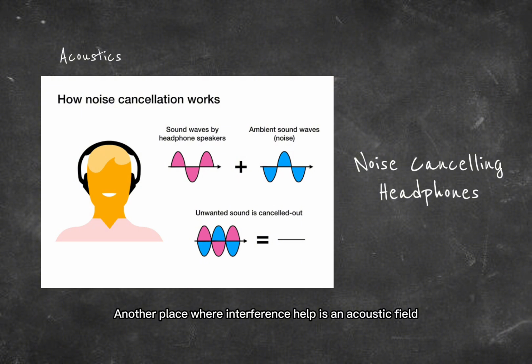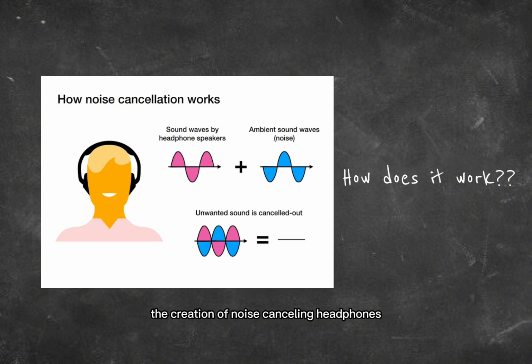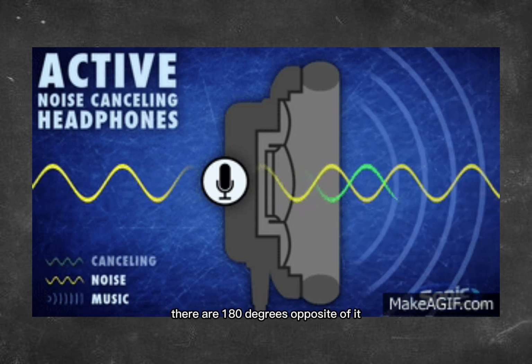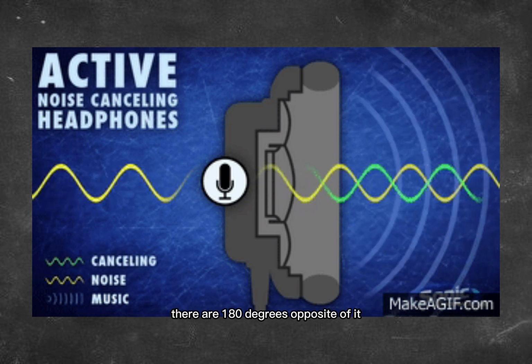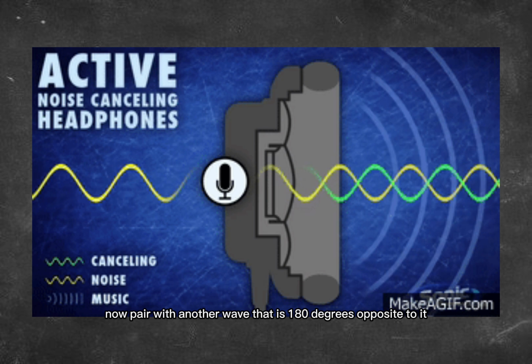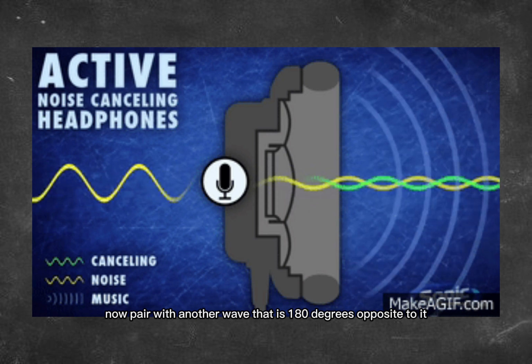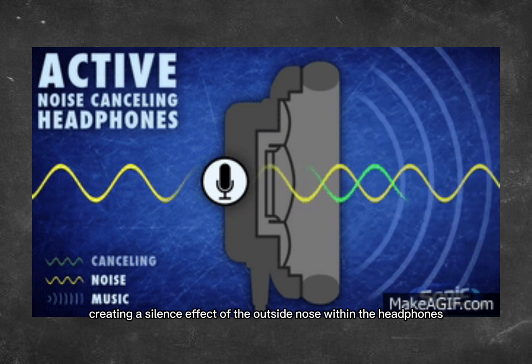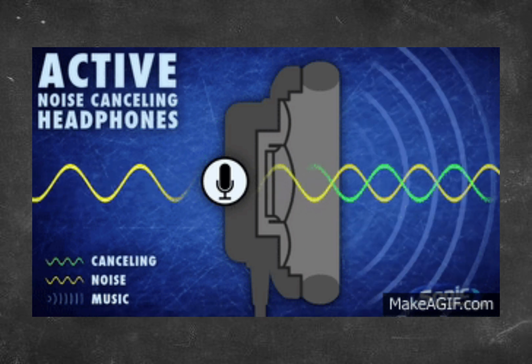Another place where interference helps is in the acoustic field, in the creation of noise-canceling headphones. How this works is that external sounds entering the headphones are cancelled using headphone-produced sound waves that are 180 degrees opposite to them. The external sound wave, now paired with another wave that is 180 degrees opposite to it, is cancelled, thus creating a silence effect of the outside noise within the headphones.